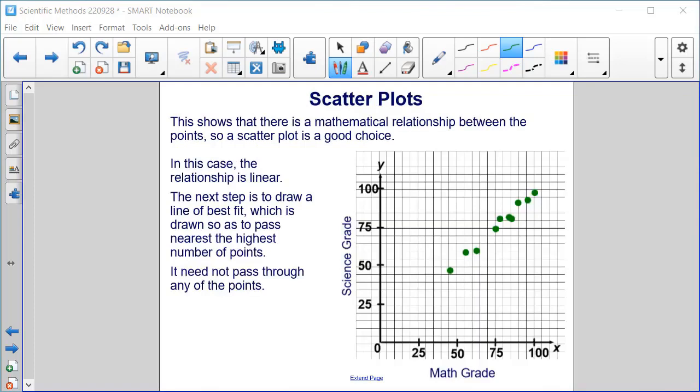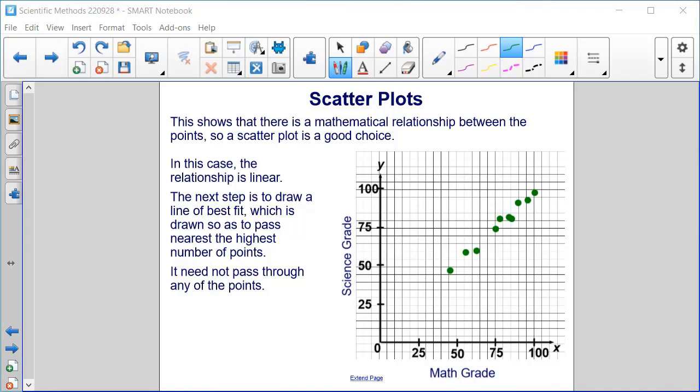In the graph, we've plotted the math grade on the x-axis and the science grade on the y-axis. This shows that there is a mathematical relationship between the points, so a scatter plot is a good choice. In this case, the relationship is linear.